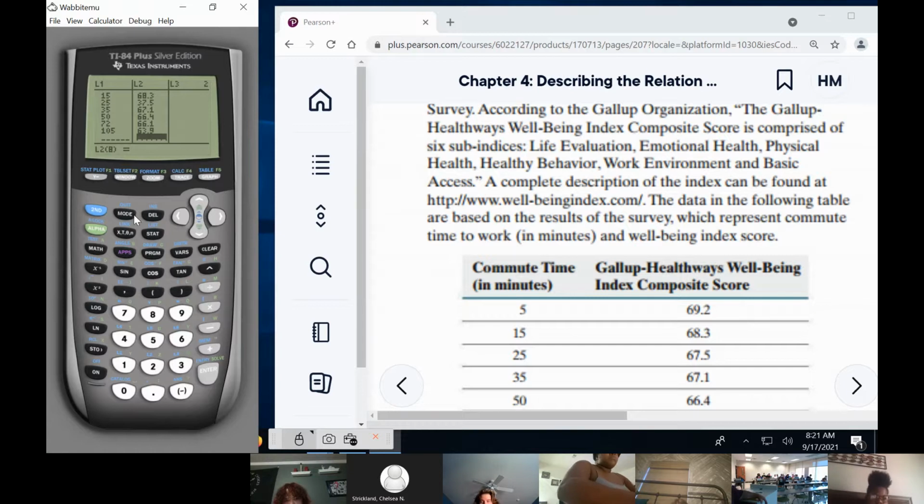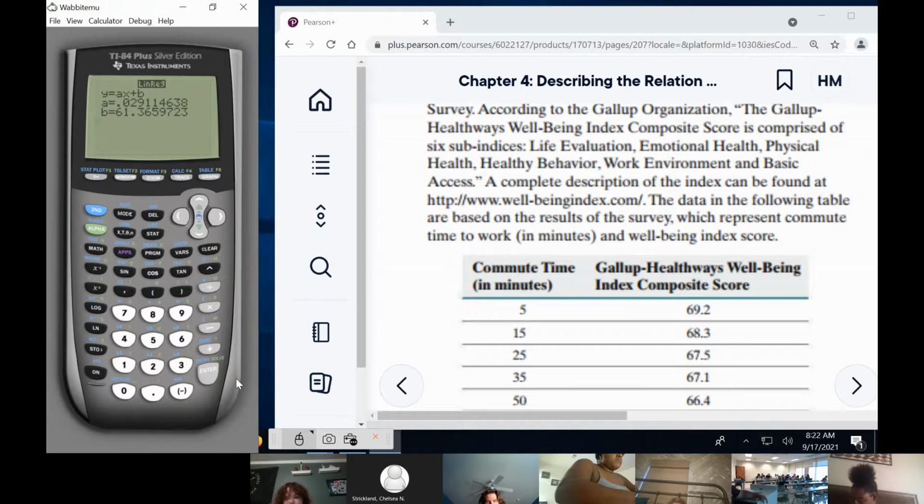So take our handy dandy calculator and hit stat and hit calculate and hit linear regression. And it gives you L1 and L2, and then you hit calculate. And there is your y is equal to mx plus b.